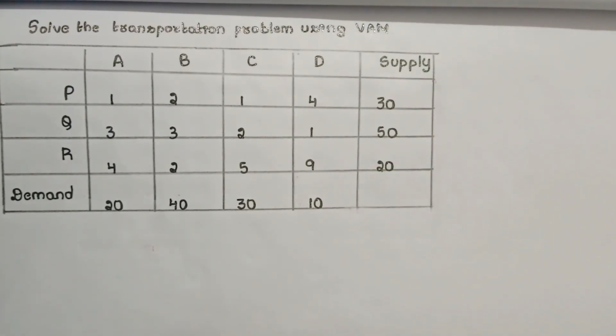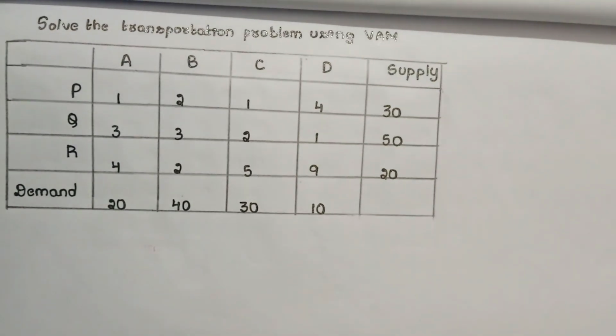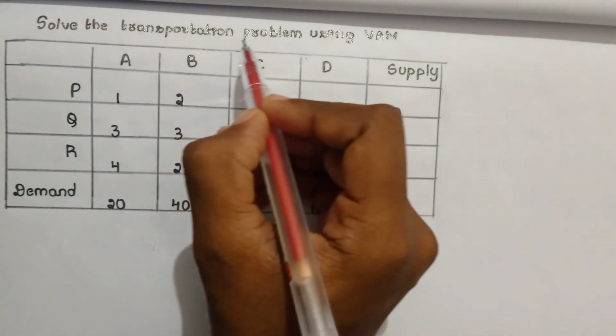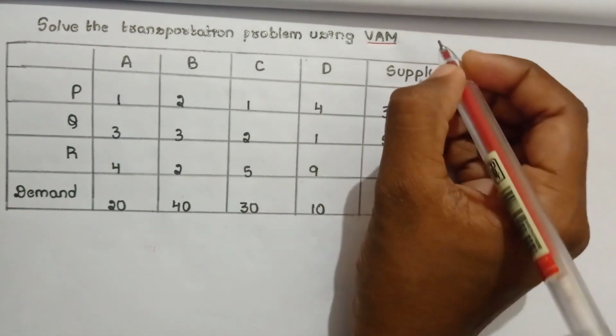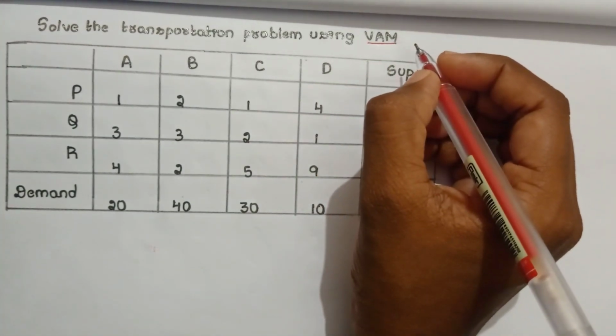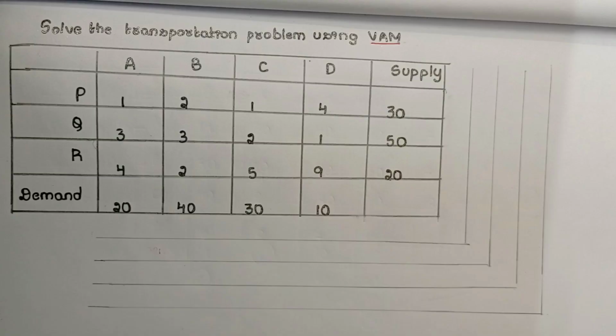So in this video we are going to discuss how to solve the transportation problem using Vogel's approximation method. Let's start with the solution. First, let's read the question. Solve the transportation problem using VAM. VAM is nothing but Vogel's approximation method. So using Vogel's approximation method we are going to solve the transportation problem. So let's start with the solution.